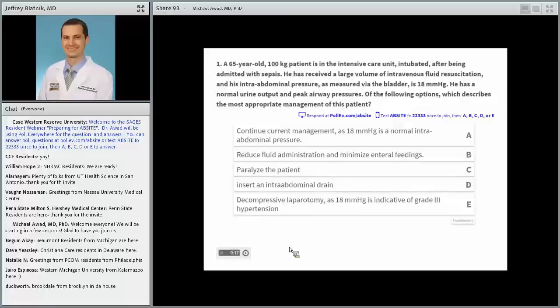A, continue current management as 18 millimeters is a normal intra-abdominal pressure. B, reduce fluid administration and minimize enteral feedings. C, paralyze the patient. D, insert an intra-abdominal drain. Or E, decompressive laparotomy as 18 millimeters of mercury is indicative of grade 3 hypertension.